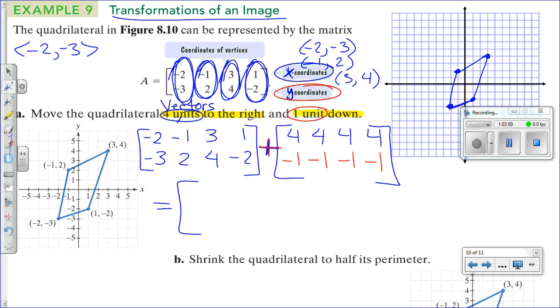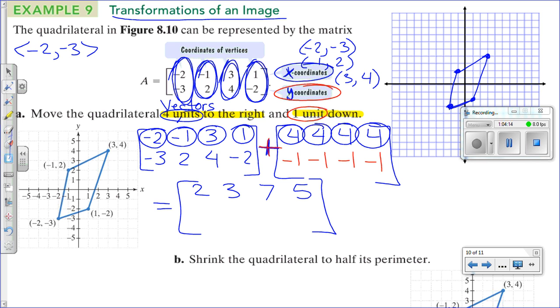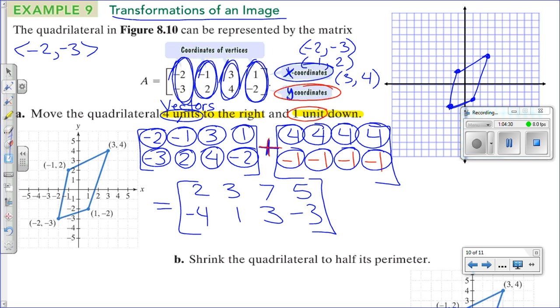So now the resultant matrix will be -2 plus 4, that is 2. -1 plus 4, 3. 3 plus 4, 7. 1 plus 4, 5. Second row will be -3 plus -1 is -4. 2 plus -1 is 1. 4 plus -1 is 3. -2 plus -1 is -3.